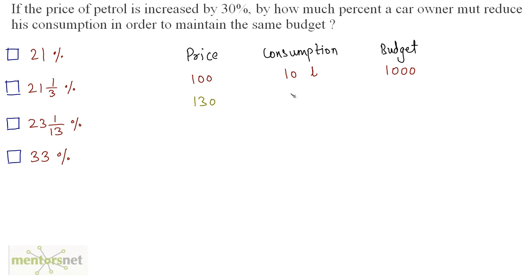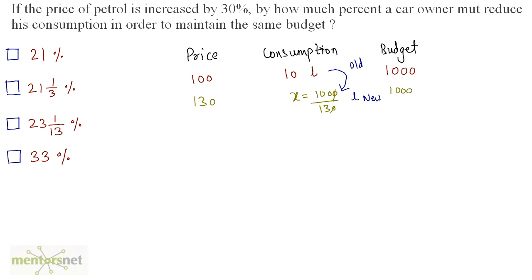If we have this as X, the budget should be the same. So budget is 1000. So I can find out the value of X because 130 times X is 1000. So X will be 1000 by 130, basically 100 by 13. Now I can say that the consumption has been reduced from 10 liters to 100 by 13 liters. And this is the old value and this is the new value of consumption.